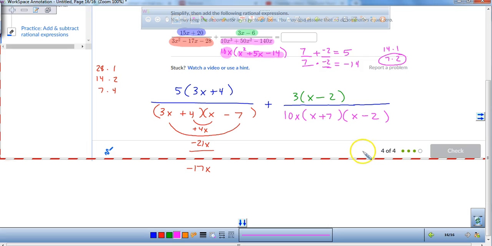And this is going to be awesome because I can totally see what I can cancel out. Check this out. Goodbye, 3x plus 4 over 3x plus 4. That cancels, 2 and 1. Say goodbye to my little friend, x minus 2 over x minus 2. Those are also canceled out.